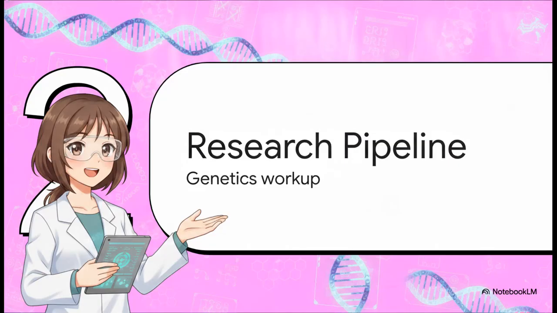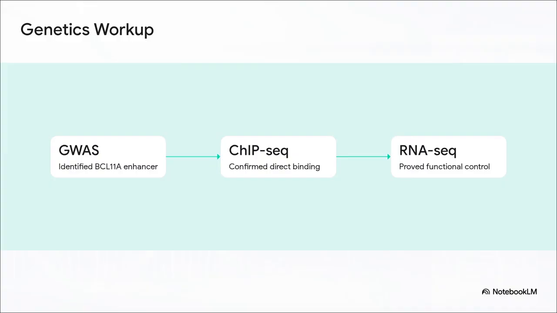Which brings us to part 2, the research logic pipeline. This pipeline brilliantly illustrates the scientific method in action. It's the complete genetics workup, so follow the logic here. First, GWAS, genome-wide association studies, discovered that variants in an erythroid-specific enhancer actually control BCL11A expression. And this explains about 15% of fetal hemoglobin variation. So GWAS basically said, hey, this enhancer exists.